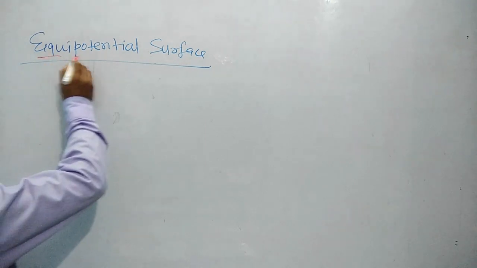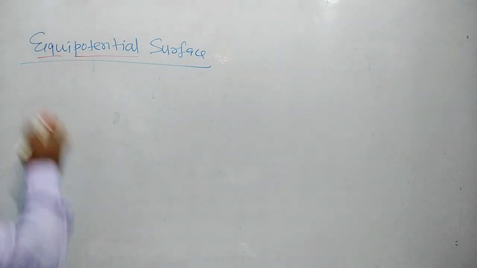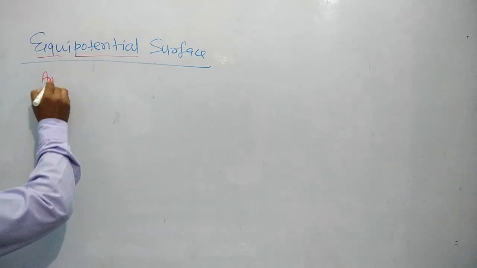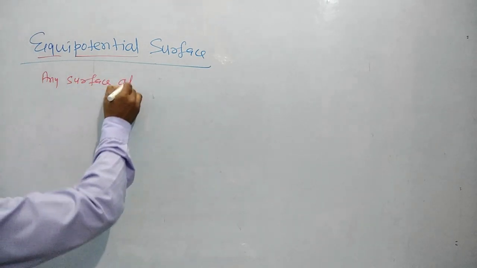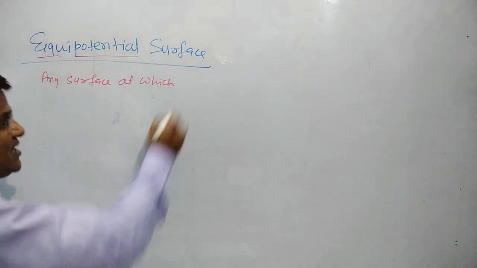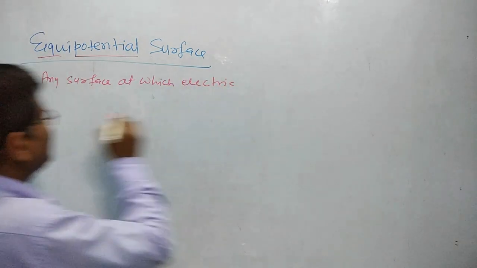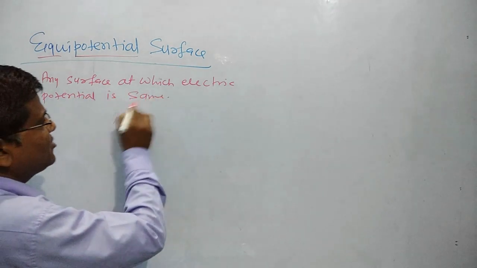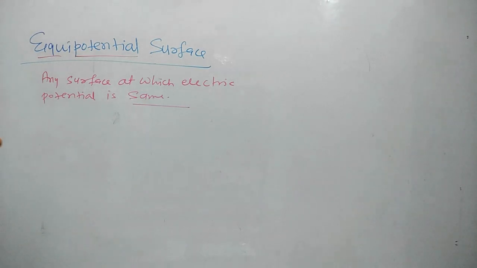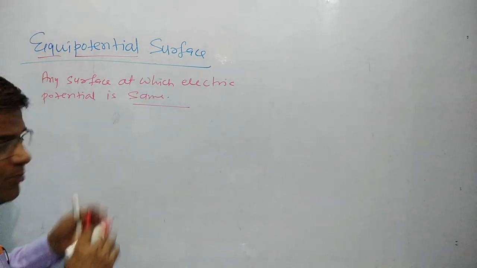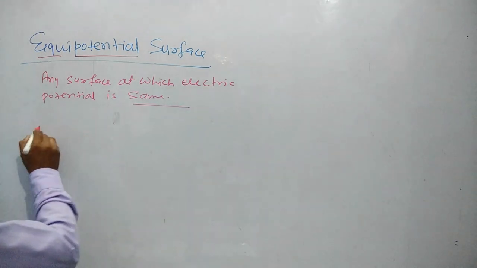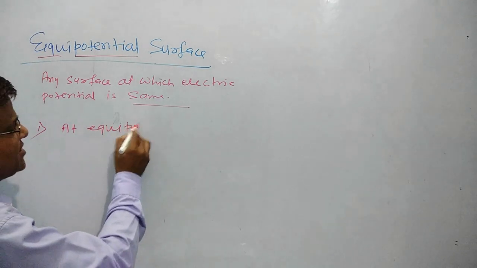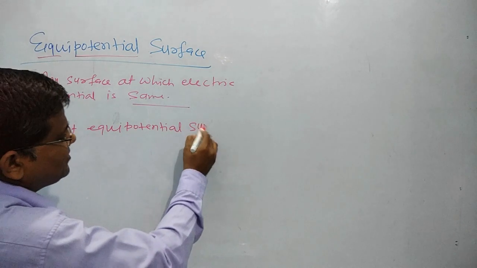Now the topic is equipotential surface. Equi means same, and potential means potential, as you know. Equipotential means any surface at which the electric potential is the same. A surface at which the potential is the same is called an equipotential surface.